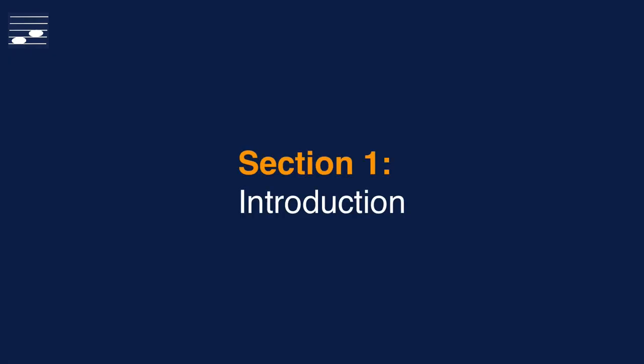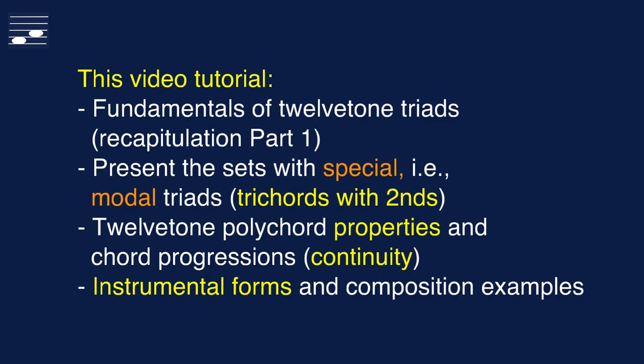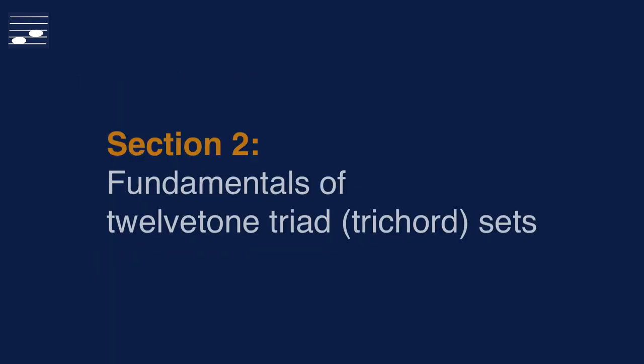In parts 1 and 2 from this series, I talked about 12-tone triad sets with regular triads and thirds. This episode briefly returns to the fundamental set properties and then continues with sets that also contain modal triads, that is, trichords with a second interval. You will learn the properties of four such sets and, as usual, I'll create chord progressions and demonstrate the application in short composition examples through instrumental form design.